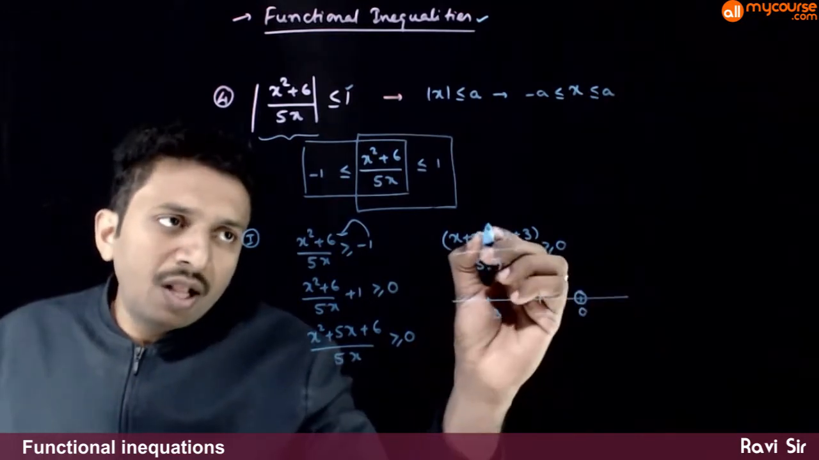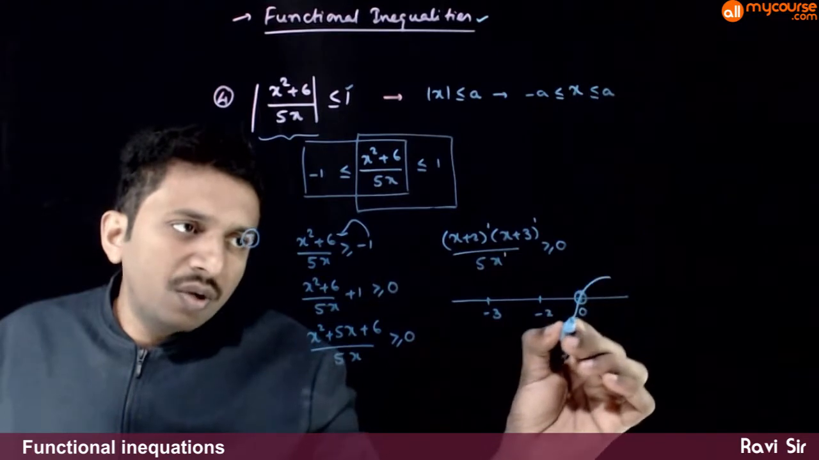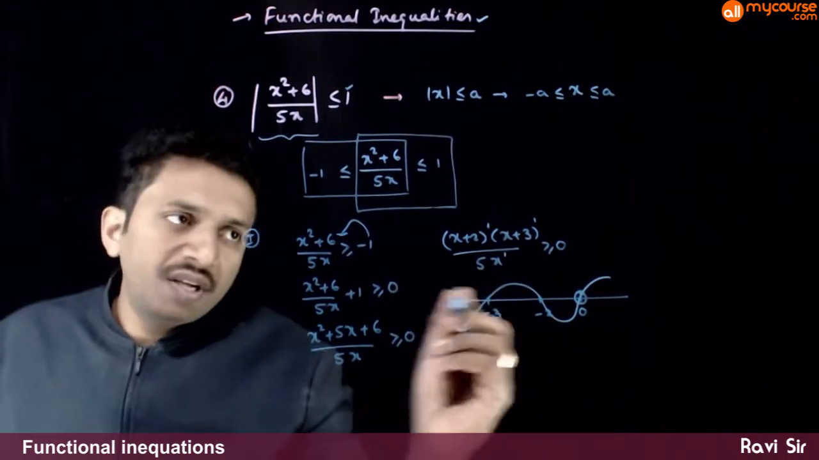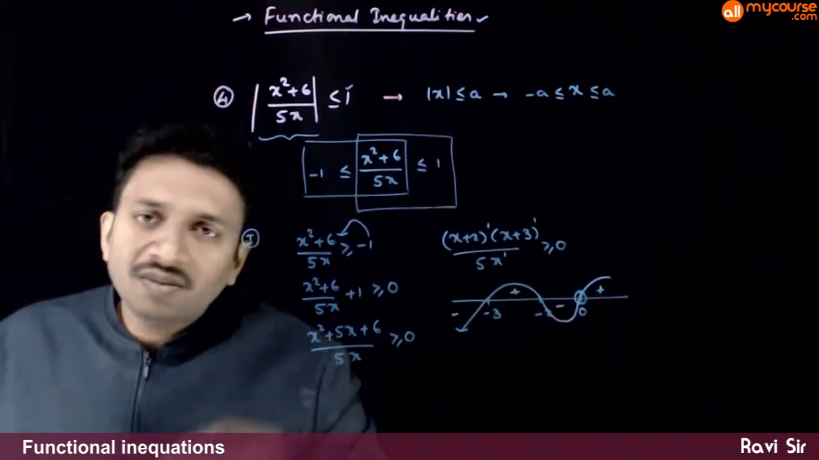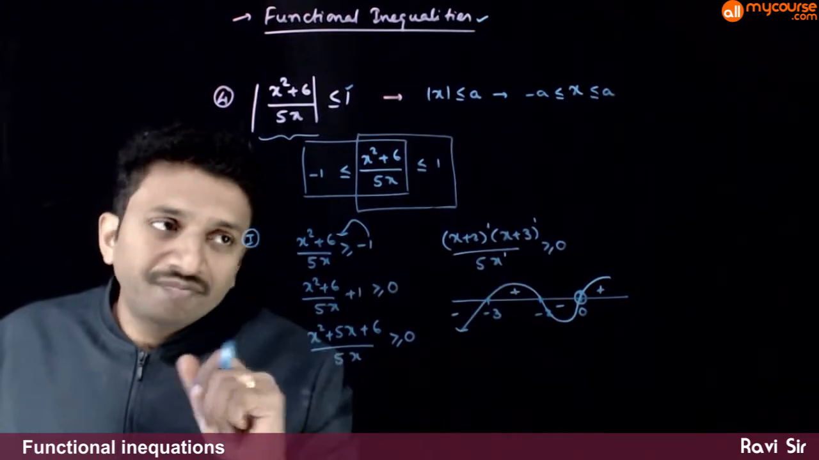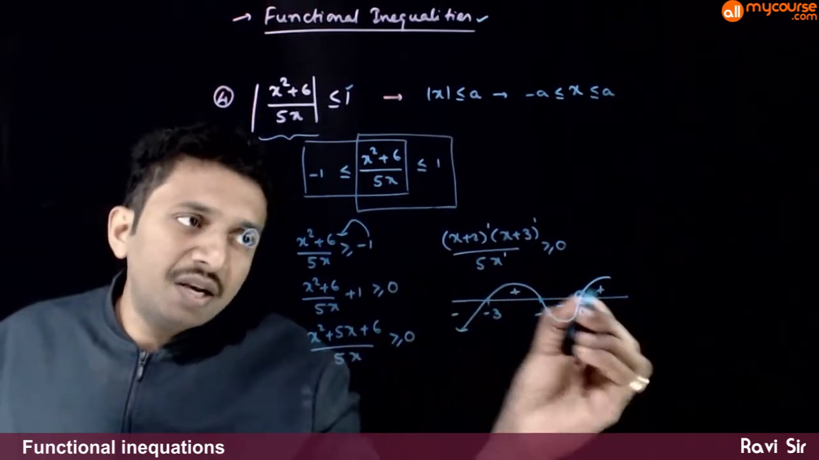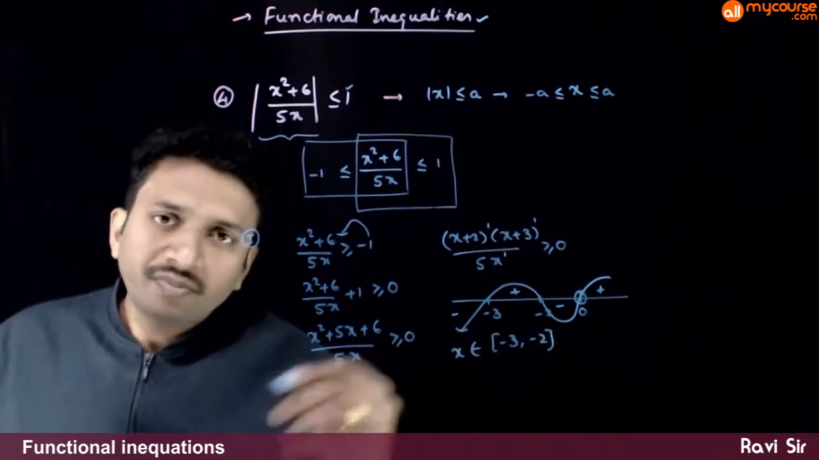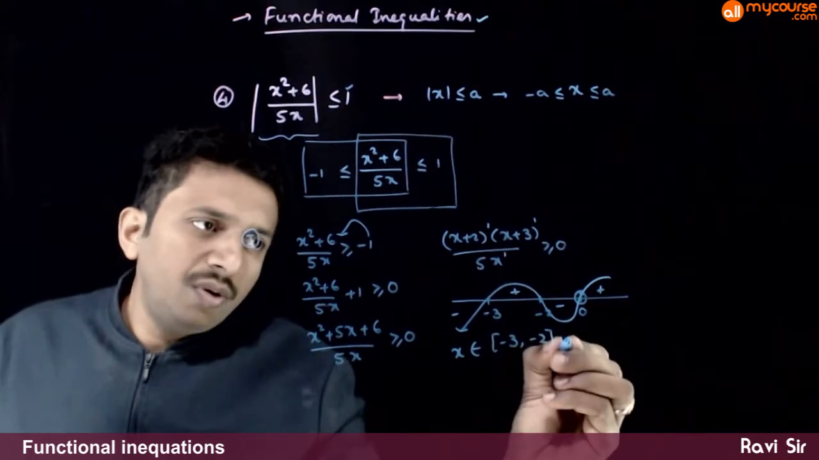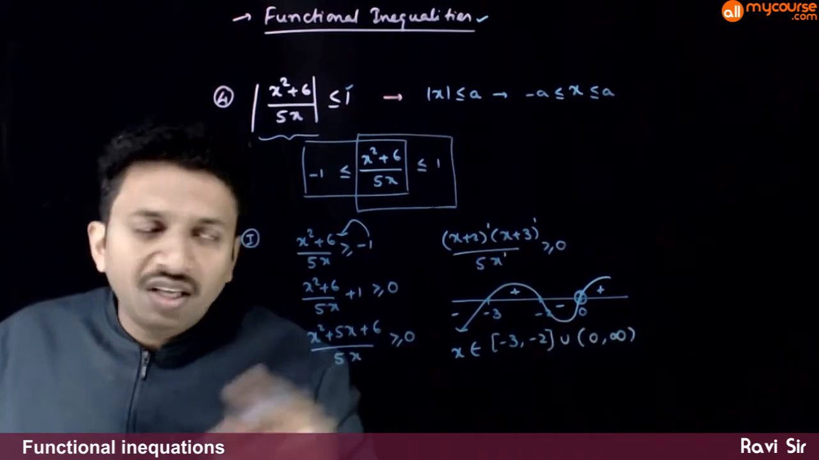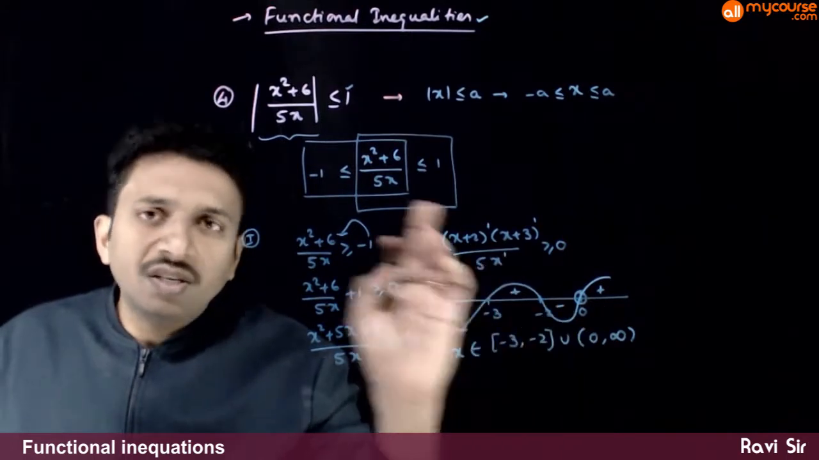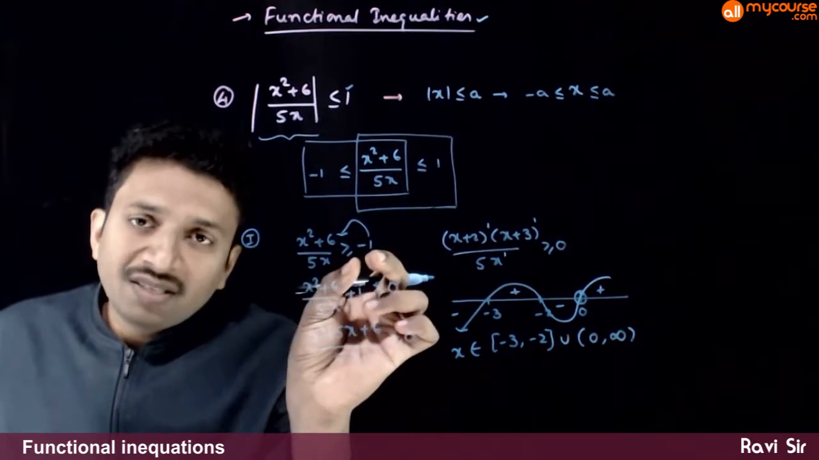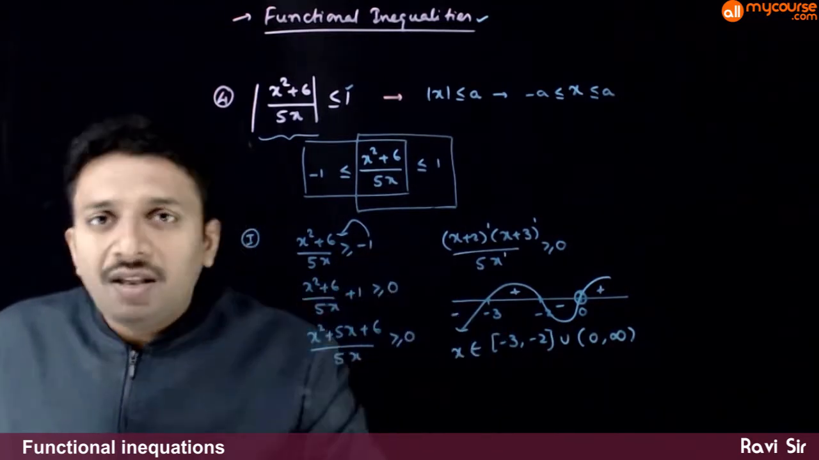And if you draw the wavy curve, all the powers are 1. So you have a sign change at each 0 and pole. So you got the wavy curve, minus plus minus plus. I want my expression to be positive. That is this interval and this interval. So x belongs to closed minus 3 to minus 2 because you have equality also, union open 0 comma infinity. 0 cannot be taken in the solution because 0 is the pole. So x square plus 6 by 5x is greater than or equal to minus 1 for these values of x.